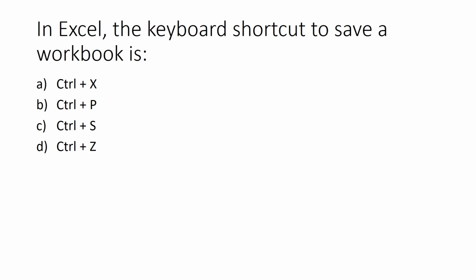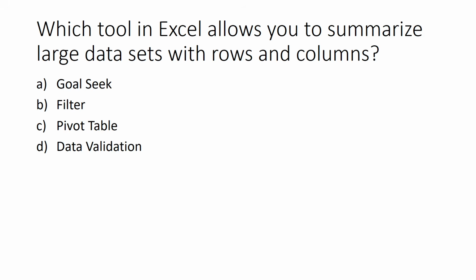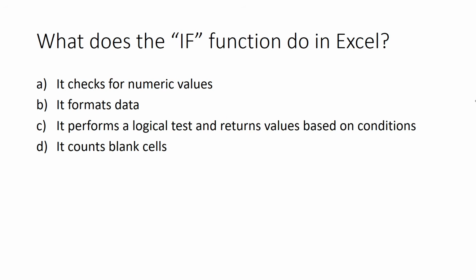Let's move on to our next question, which says keyboard shortcut to save a workbook. Everybody knows for saving it is Control plus S. Next question: which tool in Excel allows you to summarize large data sets with rows and columns? To summarize anything, we use the pivot table feature. Pivot table is a very important feature. There are a lot of functions in Excel. Actually, Excel is used for calculations at a very heavy level.